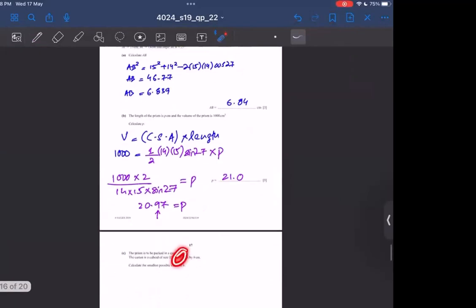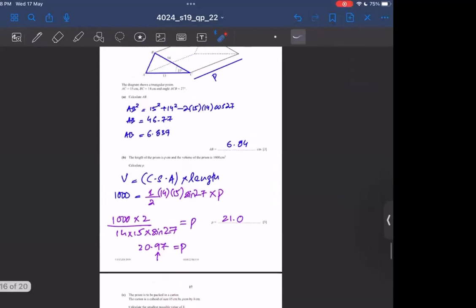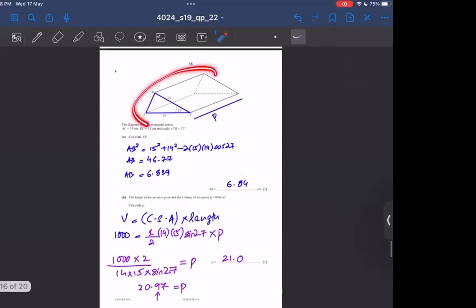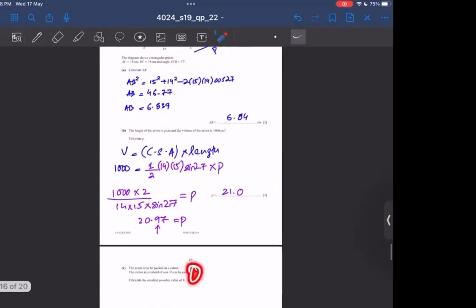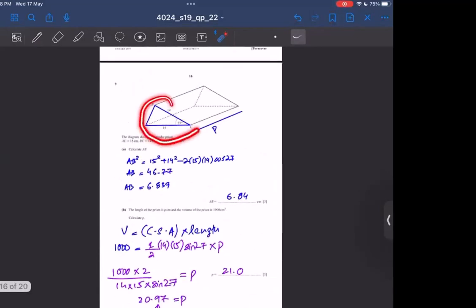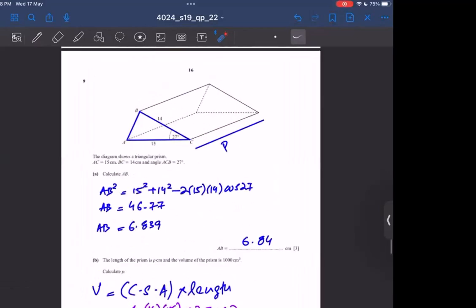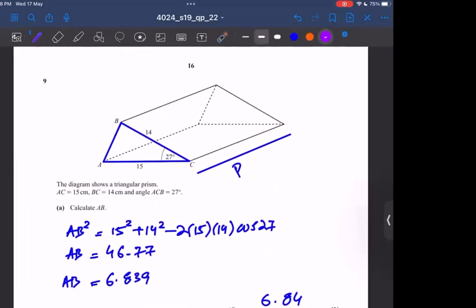We can easily fit the prism in the box, in the cuboid. But what is the height of this prism so that we can easily fit it in the cuboid? We don't know the height. So they are asking for the smallest possible value of h so that we can fit this prism into the cuboid. So let's see what is the height of this prism.